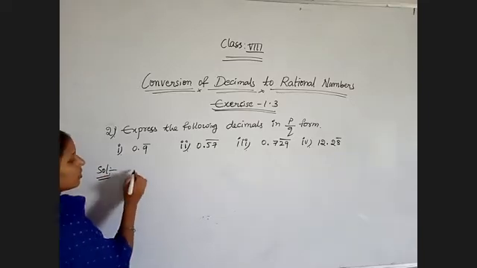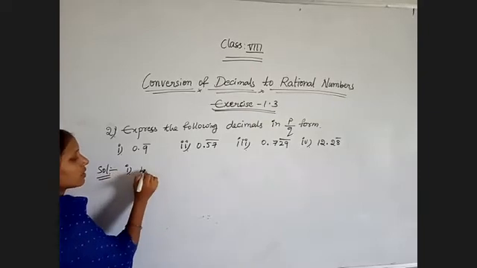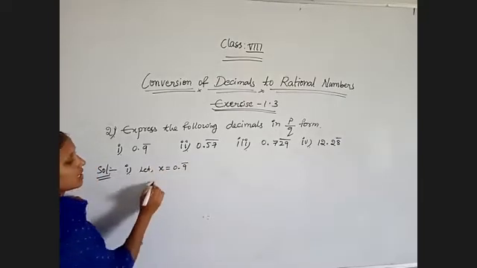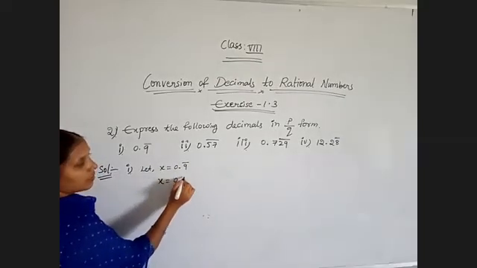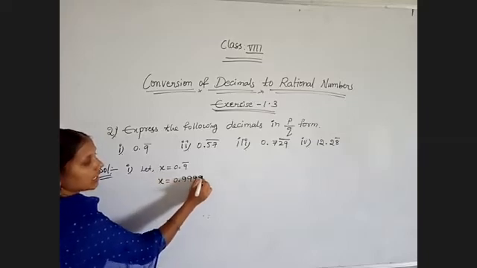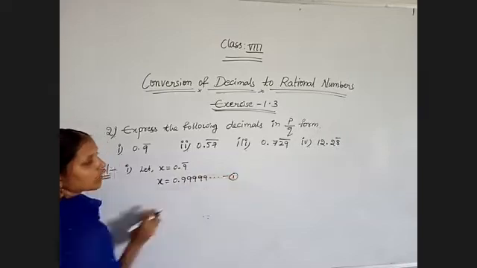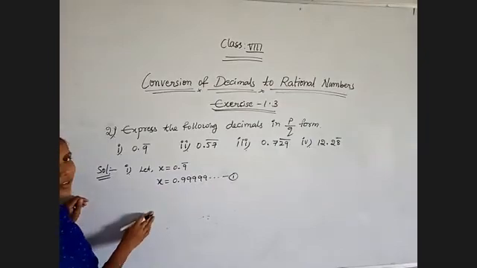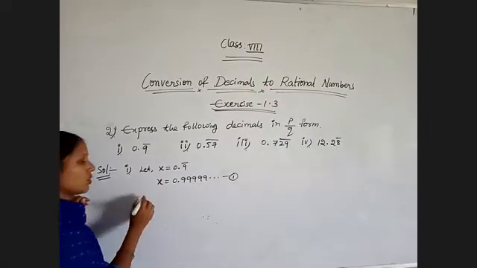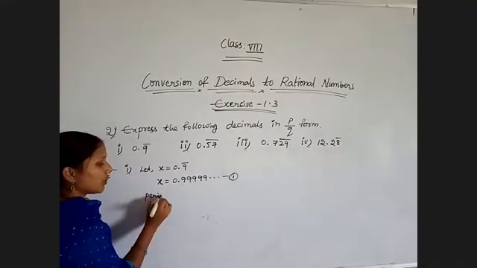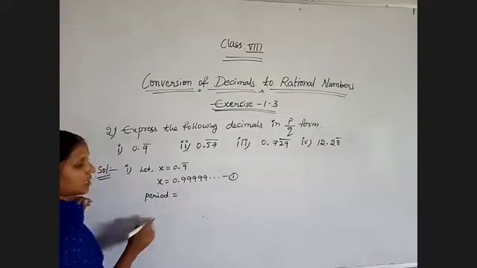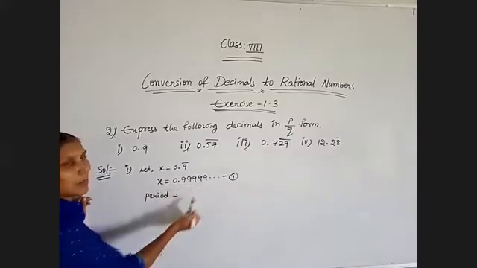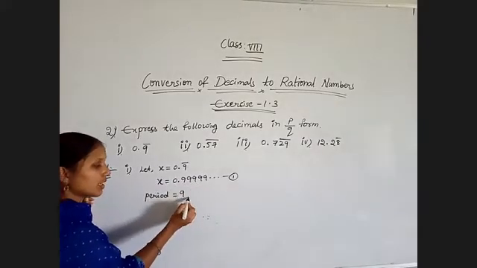Okay. So first question: let x is equal to 0.9 bar. Write its explanation. 9 bar in the sense 9, 9, 9, 9, 9, and so on. So let it be equation 1. As I told you, first we need to identify its period and periodicity. What is the period of the given number? The period of 0.9 bar is the number which is repeating. 9 is repeated. So the period of the number is 9.